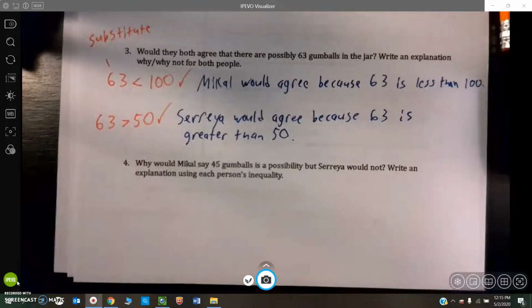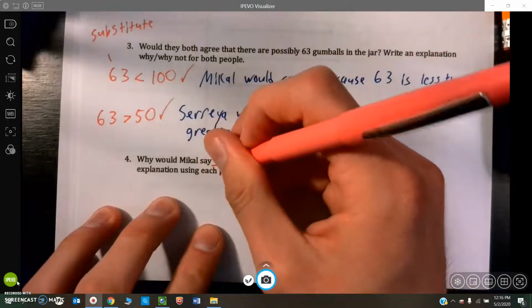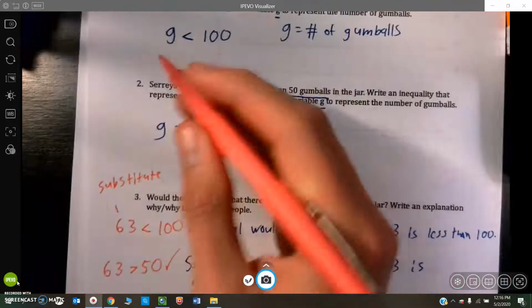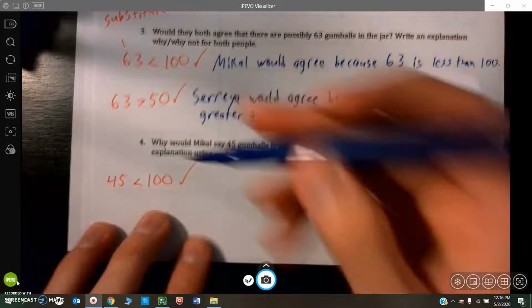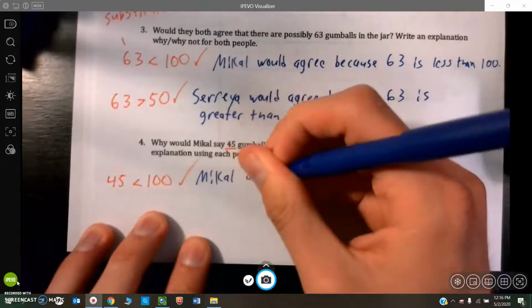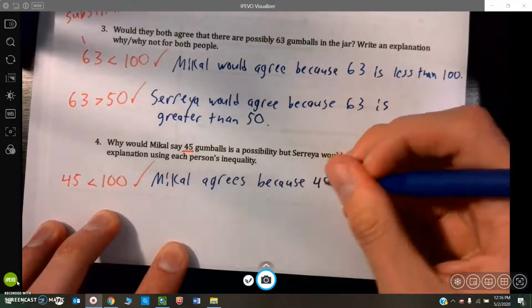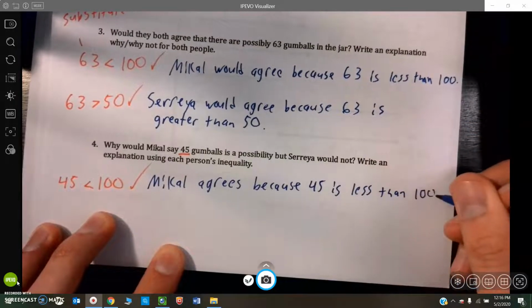So now, why would Mikhail say 45 gumballs is a possibility, but Soraya would not? Write an explanation for each person's inequality. So once again, I'm working here with the number 45. So I'm going to substitute that into Mikhail's. Once again, Mikhail said g, the number of gumballs, is less than 100. Well, 45 is less than 100. So Mikhail agrees for that reason. 45 is less than 100, which is all he said. Nothing more specific than that.